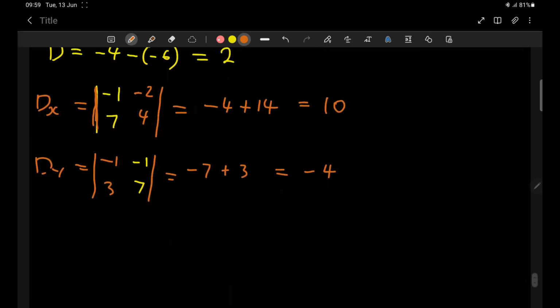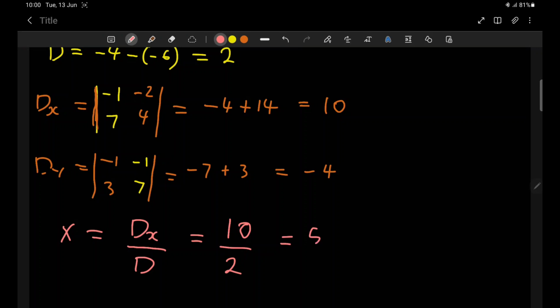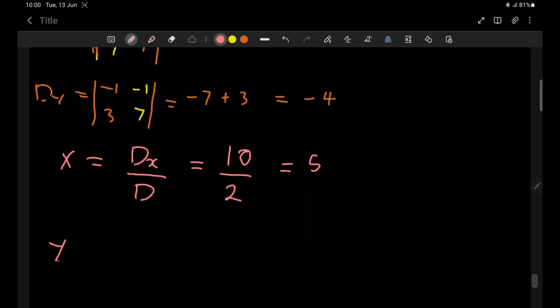Then we can now find the values. So x will be equal to d of x over d, our d of x is 10, our d is 2, so this is 5. And then our y will be equal to d of y over d. So our d of y is negative 4, our d is 2, giving us negative 2.